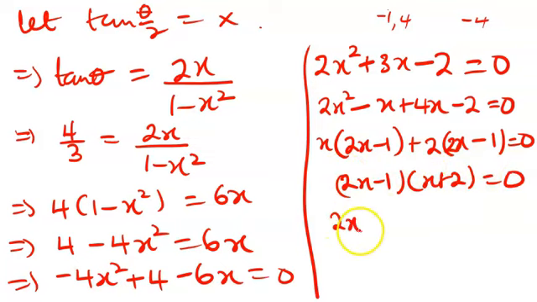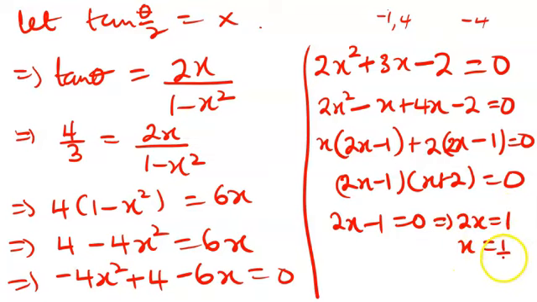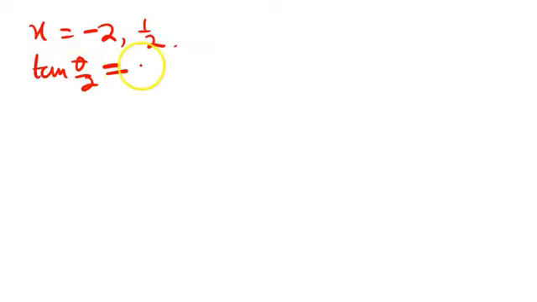So 2x minus 1 is equal to 0 implies that 2x will be equal to 1, so x will be 1 on 2. And x plus 2 is equal to 0 implies that x is equal to minus 2. So in short, x is equal to minus 2 and then half. And we said that tan theta on 2 will be equal to minus 2, 1 on 2.